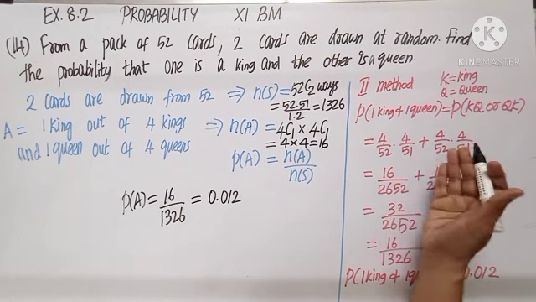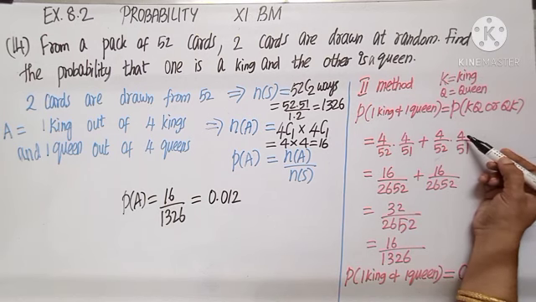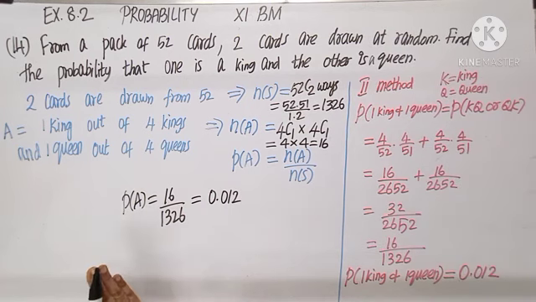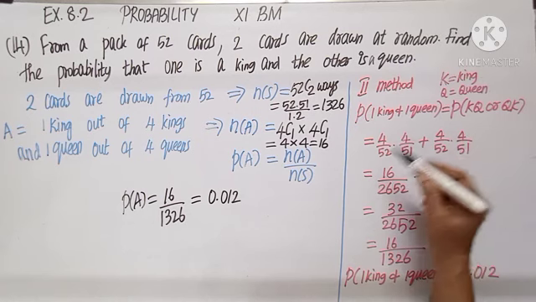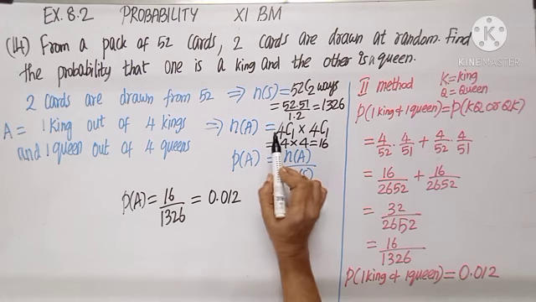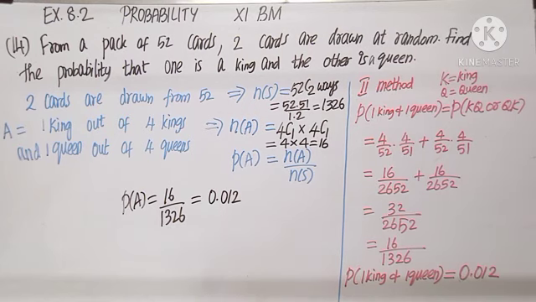The same idea I reverse. Queens first, kings second. 4 out of 52. 1 card is kept aside. In the remaining 51 cards, there are 4 kings. Just multiply, add and write the answer. You can either use combination or you can use it directly also.